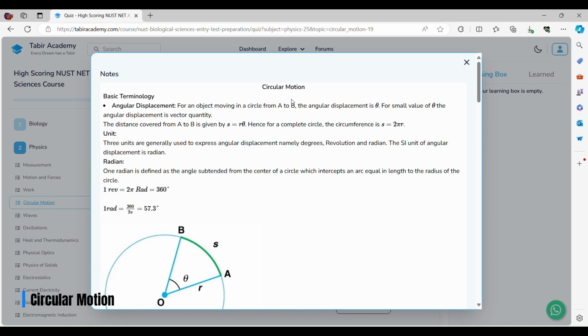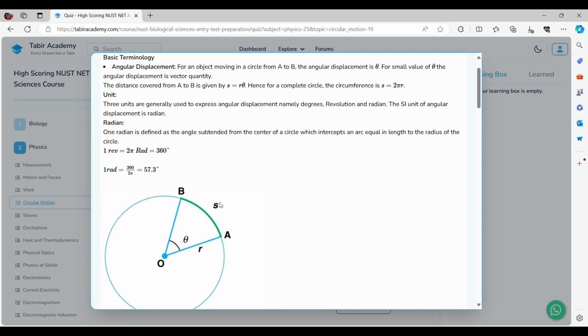Alright, so our topic for today is circular motion. Angular displacement is for an object moving in a circle from A to B. The angular displacement is theta. For a small value of theta, the angular displacement is a vector quantity. The distance covered from A to B is given by S, which is your arc length, equals R, which is your radius, multiplied by theta, which is your angular displacement.